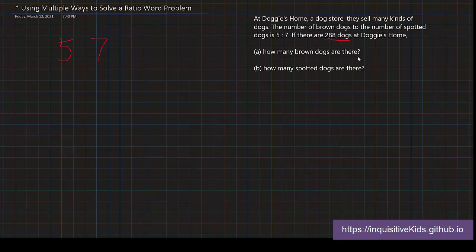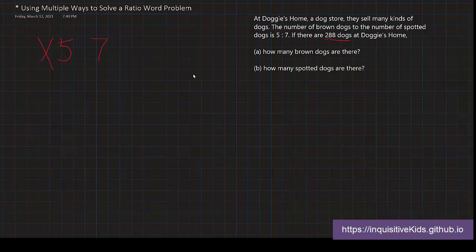Since problem A and problem B each ask for the amount that a single kind of dog at Doggie's Home has, we could just go right on ahead for each problem, only using the information connected to that single amount that we are trying to find. This time, I'm going to start explaining with problem B. How many spotted dogs are there? Right now, we don't have to look at the 5 because that has nothing to do with the amount that we're trying to find right now.